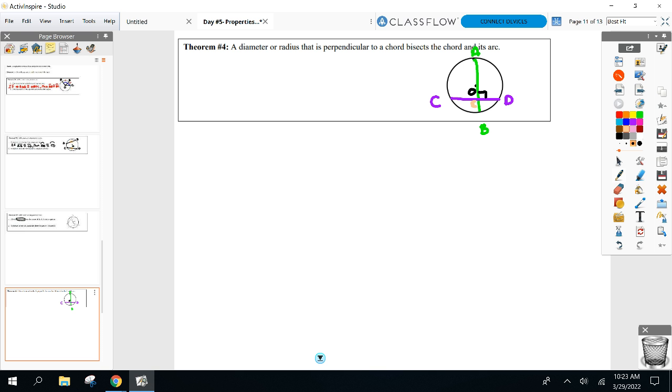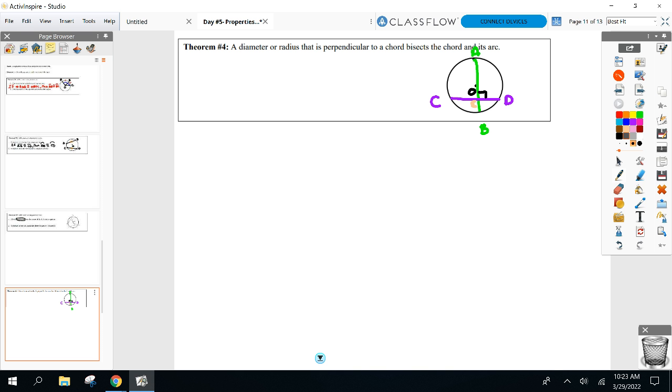If you have a diameter that's perpendicular to a chord, I'm going to reintroduce an old vocabulary term. Diameter, perpendicular to a chord, bisects the chord. Not the diameter, bisects the chord. What did bisect mean again back in the day? Into two equal parts.